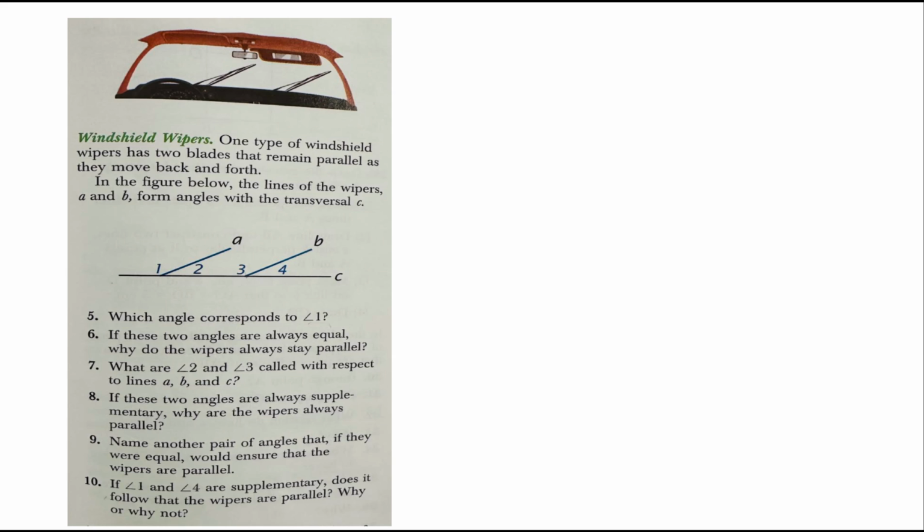But we know that these angles, 1, 2, 3, and 4, have relationships that are true because A and B are parallel and C is a transversal. So let's talk about this. Number 5, which angle corresponds to angle 1? Well, which one is a corresponding angle? Angle 3. 1 and 3 are in the same position above the parallel line on the right side of the transversal.